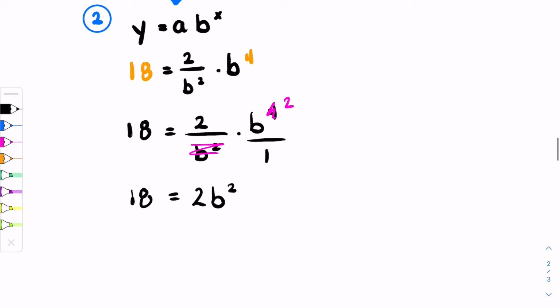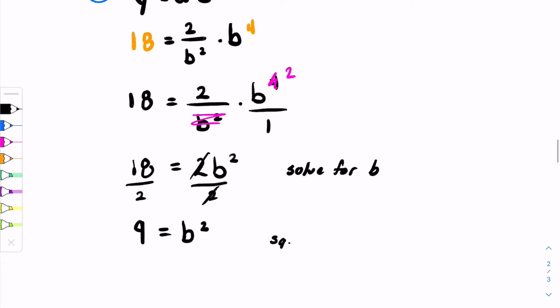I need to solve for b. So in order to do that, I'm going to divide both sides by 2. That gives me 9 is equal to b squared. And here you're going to have to use square roots in order to solve for b. Now, when you're solving for square roots, your b value must always be positive. I should say your b value must always be positive for exponential functions, so you only want your positive answer.